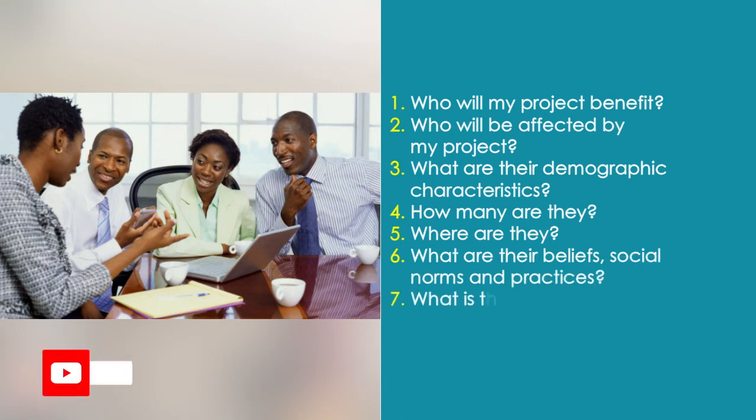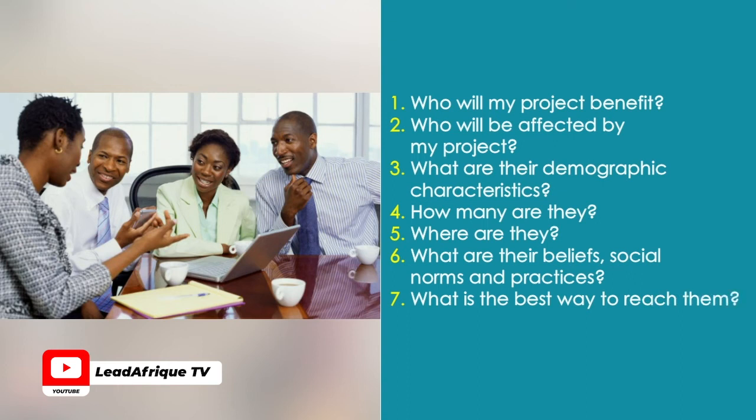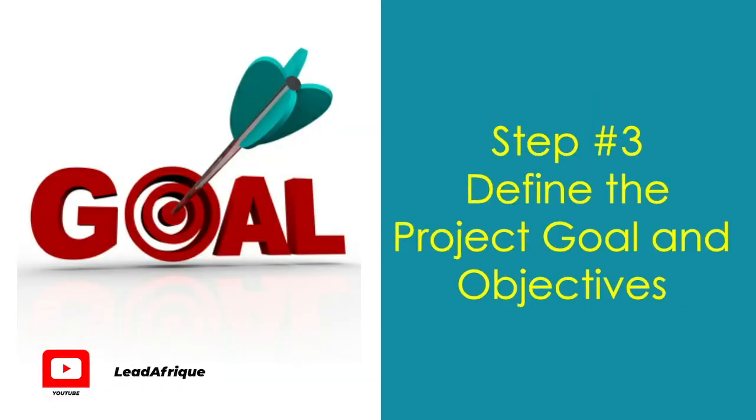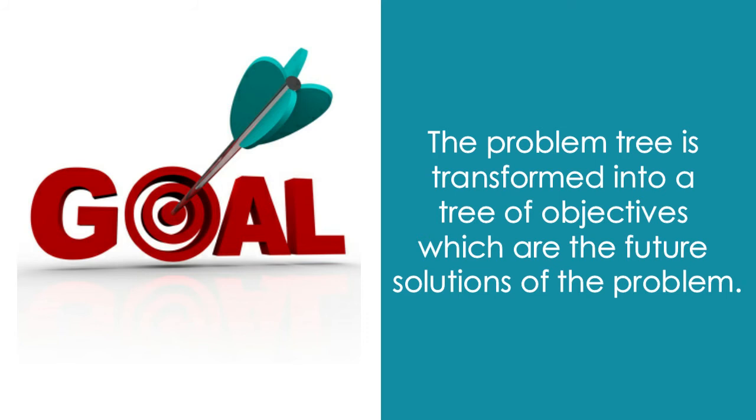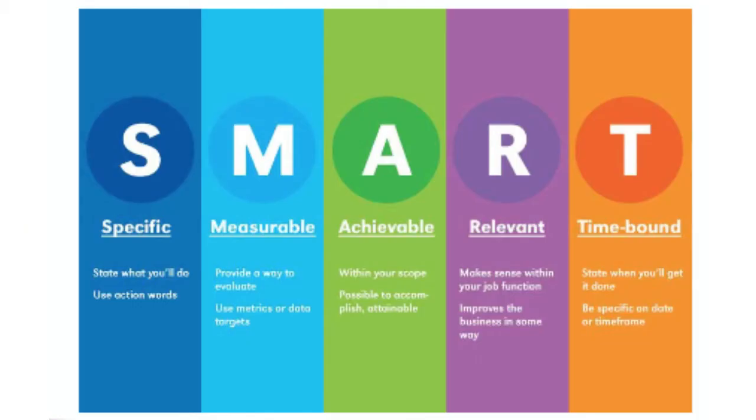Once you've established some great answers to these questions, it's time to define some objectives. Which brings us to step number 3, define the project goal and objectives. In developing the objective, the problem tree is transformed into a tree of objectives, which are the future solutions of the problem. Always ensure that your objectives are SMART, which is an acronym for specific, clear, and straightforward. The M stands for measurable.